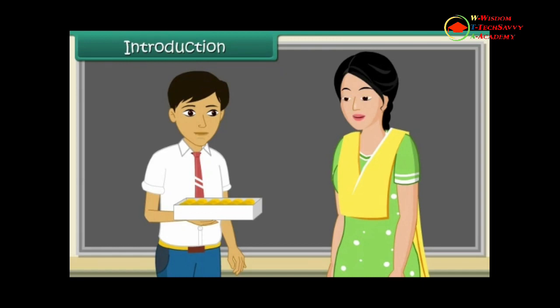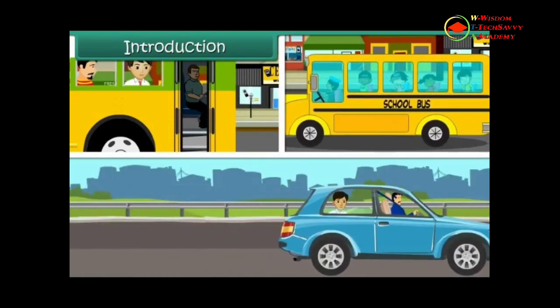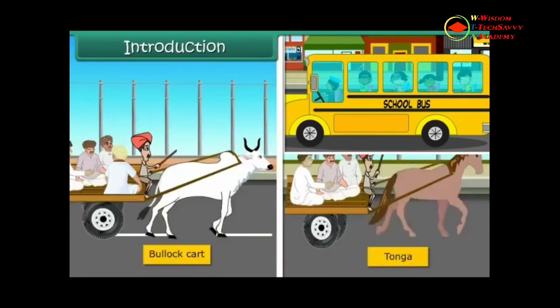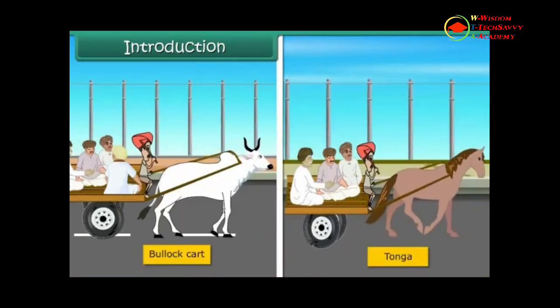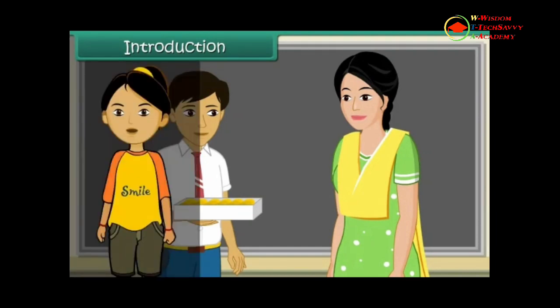We all travel every day to come to school. Some of us come by bus, some by the school bus, and some by their own cars. But have you thought about what was used by people earlier to travel from one place to another? Bullock carts and tongas. Good. Let us look at some modes of transport used in the early days. Children, in this lesson, we will learn about the various modes of transport and also about the measurement of distance along with the types of motions.